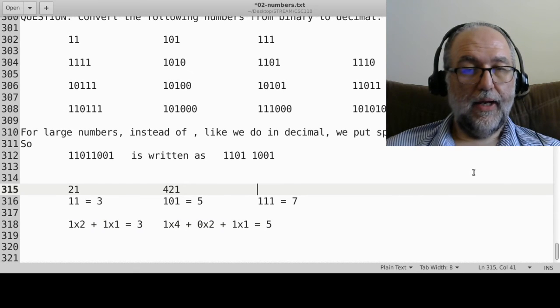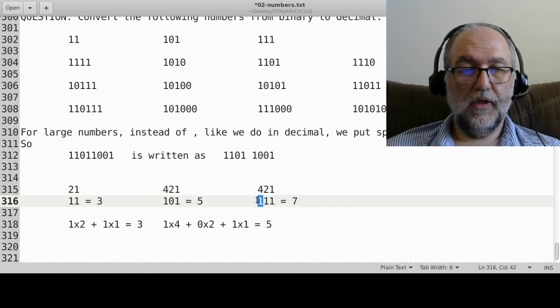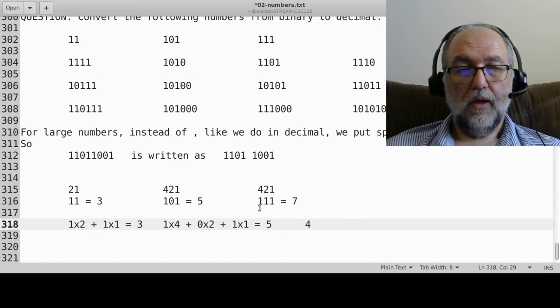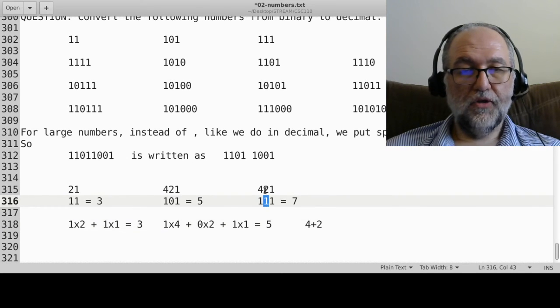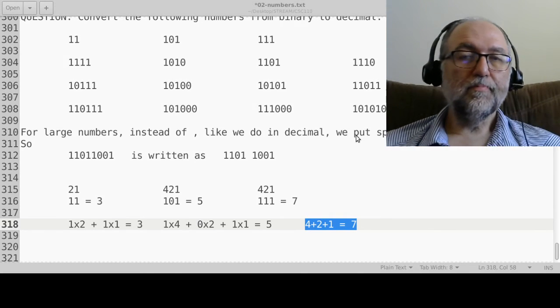So what about the next one? Well, the next one, this is the 4s, the 2s, and the 1s column, okay? And at this point, you can get fast about this. You either have something in the column or you don't. So this says I have a 4. Okay, great. Because 1 times 4 is just 4, I'm just going to skip a step very quickly. I have a 4, I have a 2, and I have a 1. 4, 2, and 1 is 7. All right, there you go.